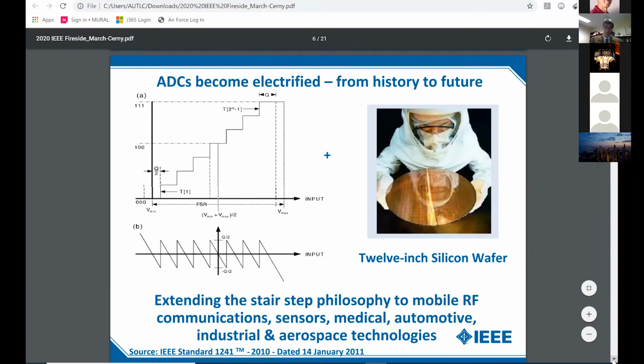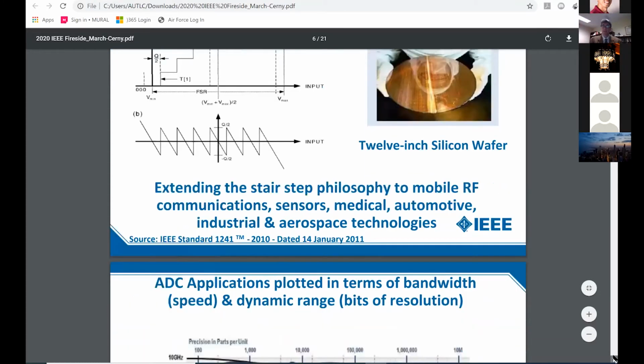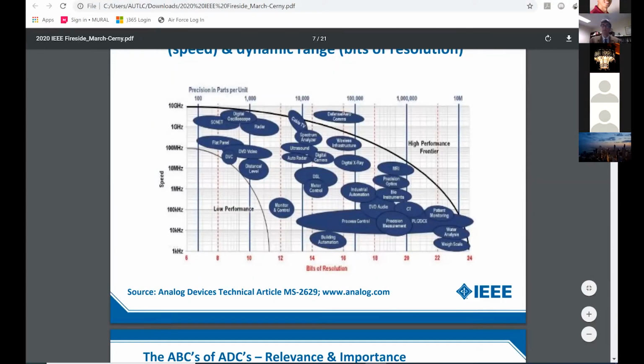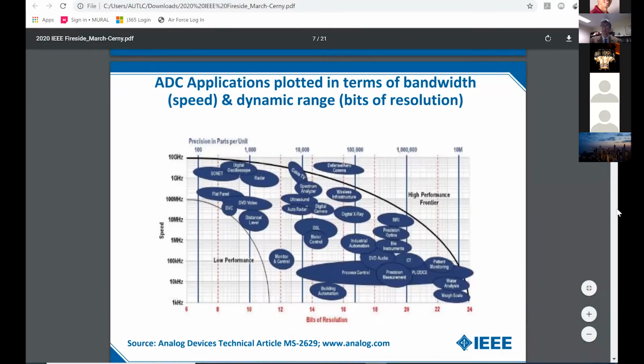All right, and on the next slide, there we go. You'll see that there are various applications that analog to digital converters have been applied towards over the years. And as I said on the previous slide, ability to make precision measurements for various types of sensing applications and or telecommunications. So a wide range there.